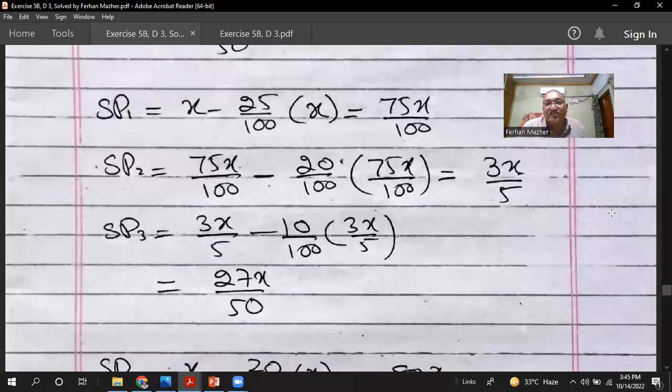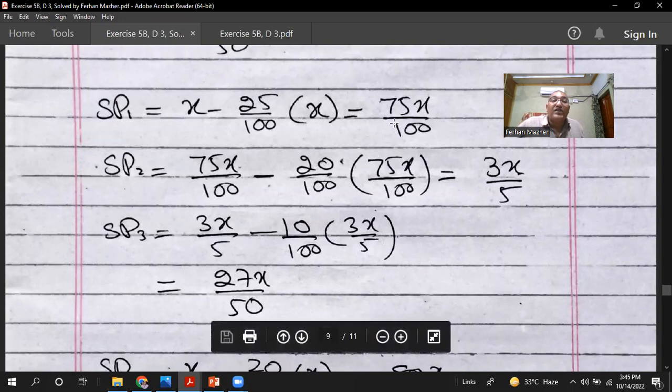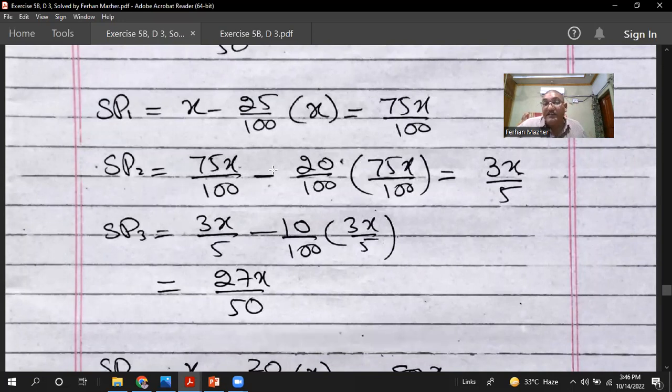Now I will change the order of this discount. First of all, I'm going to give him discount of 25%, then 20%, then 10%. And let's see what is the final sale price. So the sale price number one will be X minus 25% of X. That will be 75X by 100. The sale price number two, 75X by 100. So we'll give him 20% discount, minus 20% of the 75X by 100. So it will give you 3X by 5. Now this 3X by 5 sale value, I will give him a discount of 10%. So 3X by 5 minus 10% of the 3X by 5. So that will give you 27X by 50.